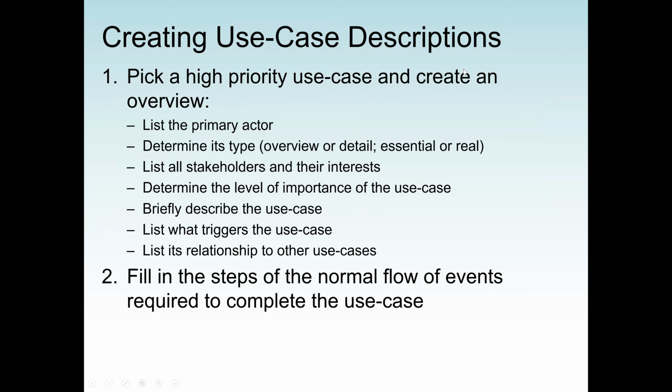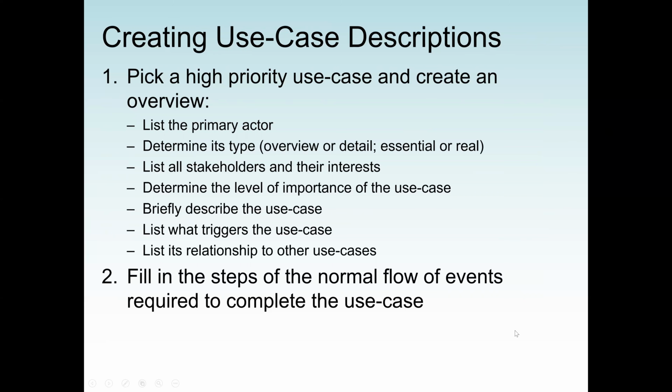Now, creating the use case description, we need to pick a high priority use case and create an overview. So, for example, list the primary actor. We should determine its type. List all the stakeholders and their interests. We should determine the level of importance. And briefly describe the use case, list what triggers the use case, and list its relationship to other use cases. This is very important.